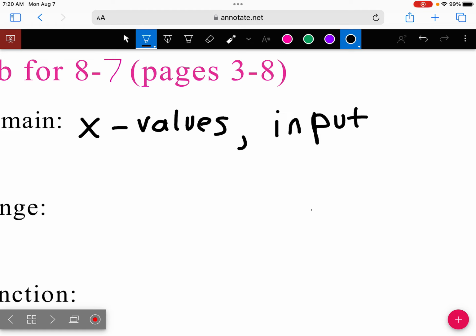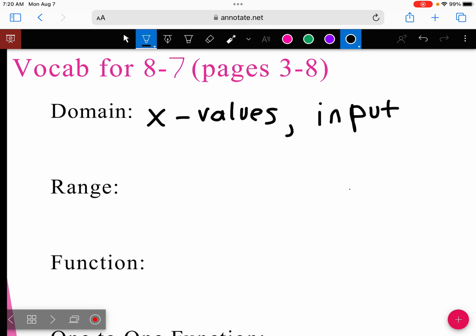So the domain is what we put into the equation. So I pick an x, I plug it in, I type it in, and it spits me out a value. It spits me out a y value. So the domain is our x values or our input, which means our range is our y values.